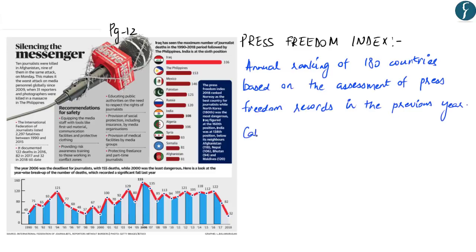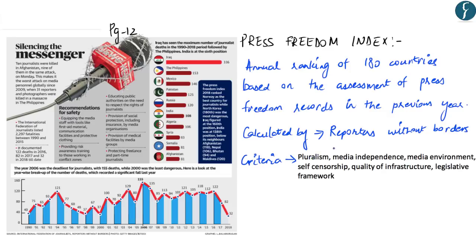Also, this index is calculated by Reporters Without Borders. And various criteria are used in the calculation of this index, such as pluralism, media independence, media environment, self-censorship, quality of infrastructure, and legislative framework. In 2018, the first rank in this index was awarded to Norway, whereas the last rank, that is 180th, was given to North Korea. India's rank in this index in 2018 is 138.